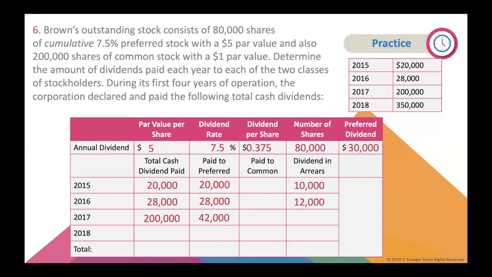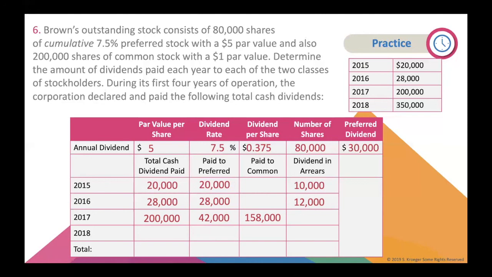How much will go to common shareholders? It will be anything that is left over. You just need to subtract 42,000 from 200,000. You get $158,000. There is nothing in arrears. We are all caught up. We move on to the next year.